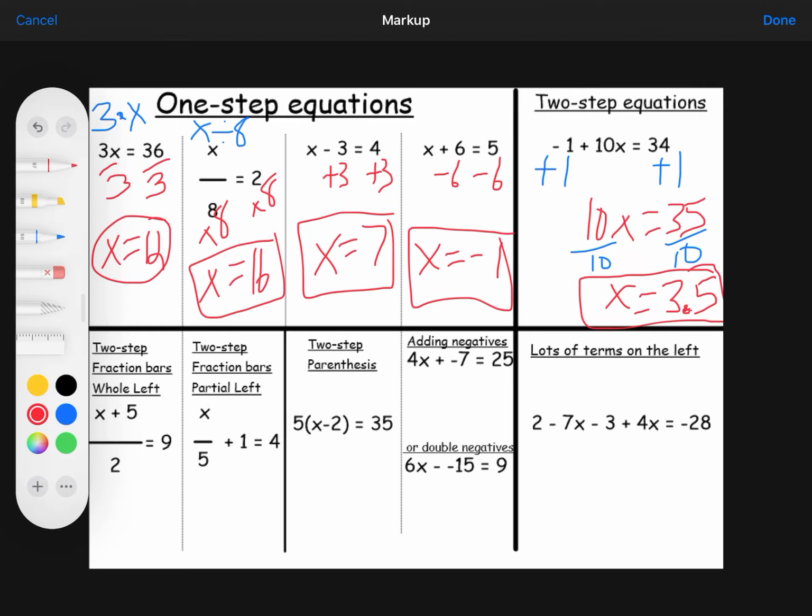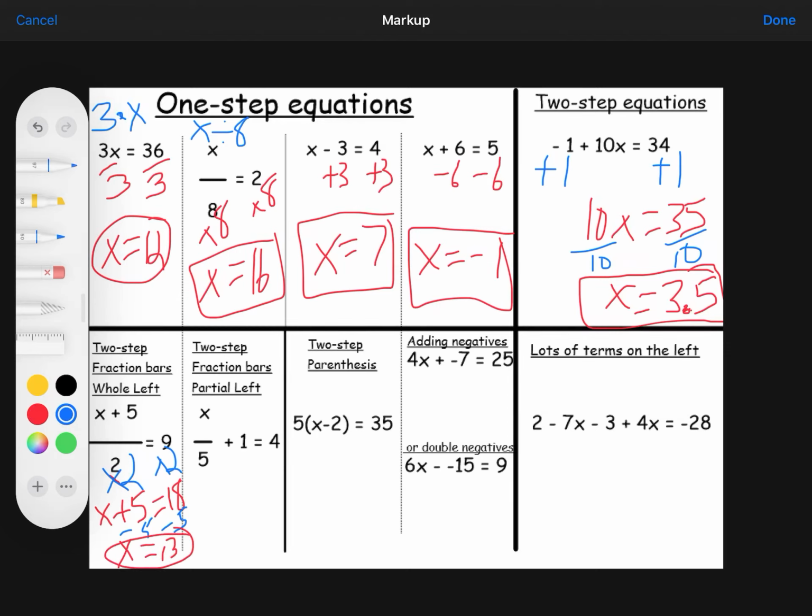Fraction bars are the 2 things on the bottom left. And for when you have the fraction bar on the whole left side, it's very similar to the second problem. You have to do, excuse me, I'm going to color code that differently. You're going to have to do the opposite and multiply by 2 on both sides. That leaves you the whole numerator, x plus 5, and it changes the other side to 18, and it gets rid of the denominator. Then all you do is you have a simple subtraction step, and you're done. X equals 13, and we're good to go.